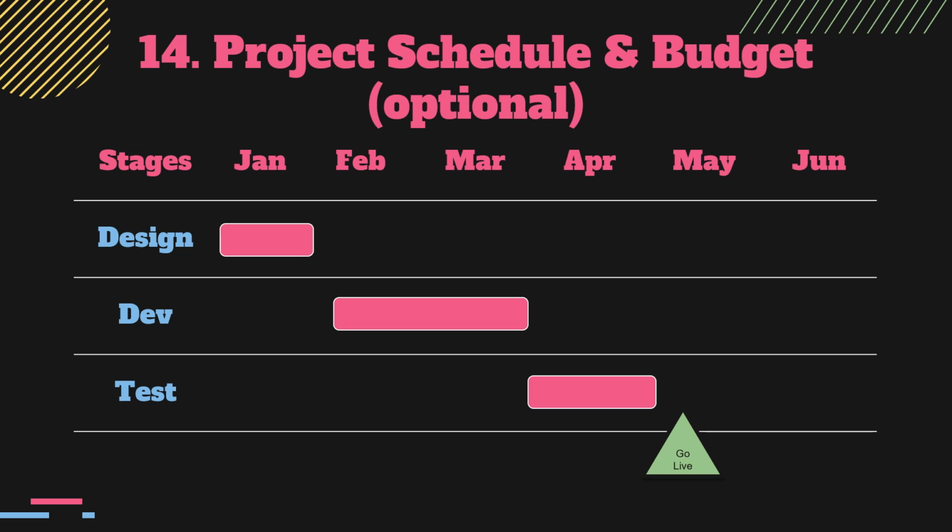Let us look at a sample waterfall project's schedule and budget section. Design will take a month. Development will take 2 months. Testing will take a month. Go live is in the month of May.